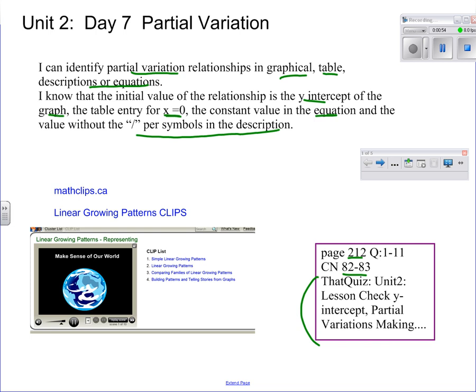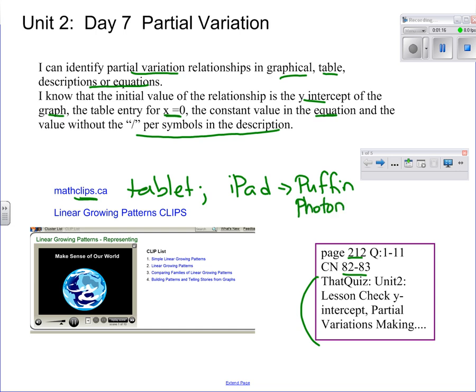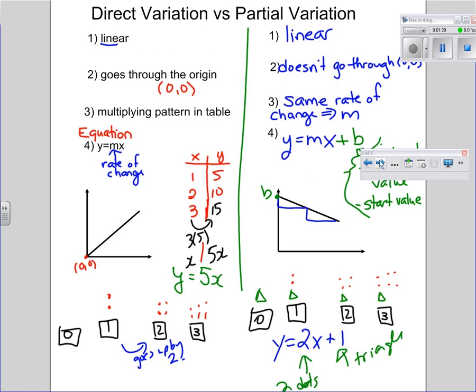So we're going to be using MathClips.ca, and you can use MathClips.ca as well if you have a tablet or if you're going to borrow one of my iPads or laptops. If you're going on an iPad, you will need to use Puffin because it needs a special app for enabling Flash. Photon, I think, is also possible. So MathClips.ca, that's where we're going to head in just a moment. We're going to be going to the linear growing patterns clips, and this is what it looks like when you get there. First, though, let's review the difference between direct and partial variation.